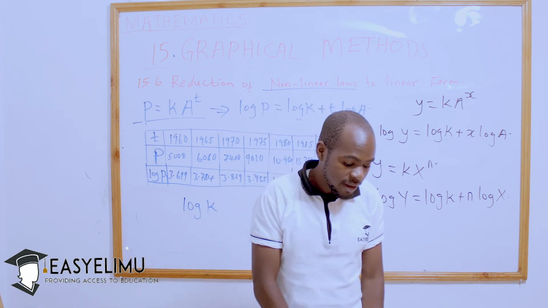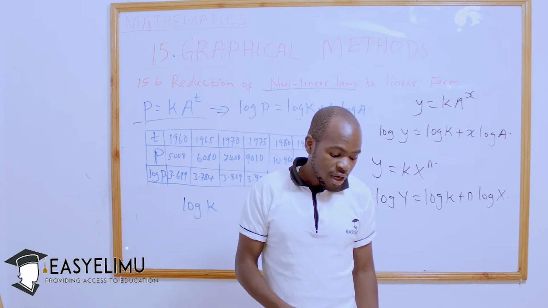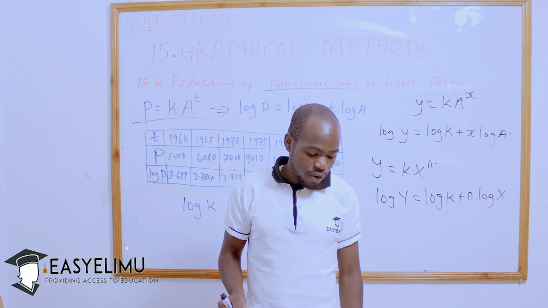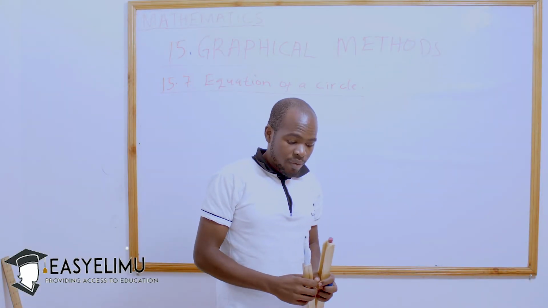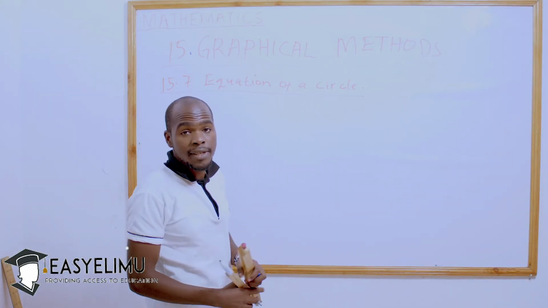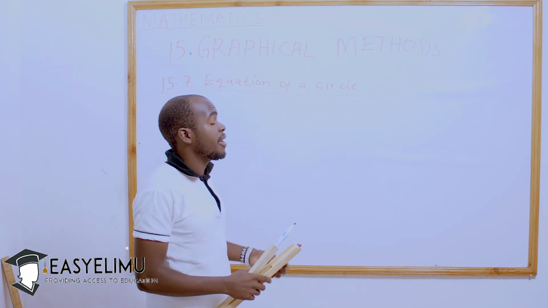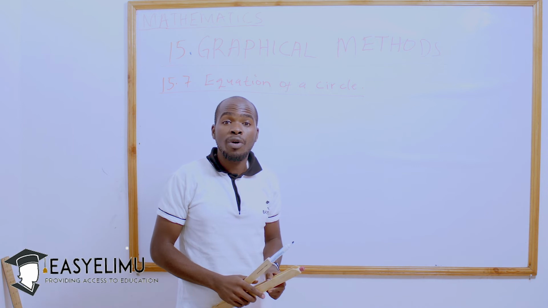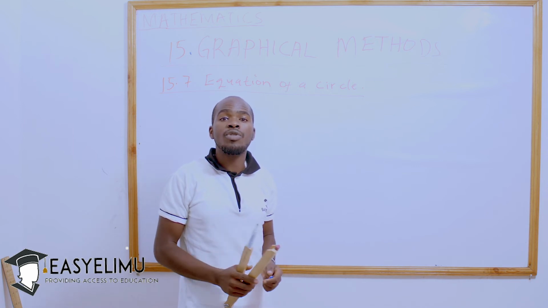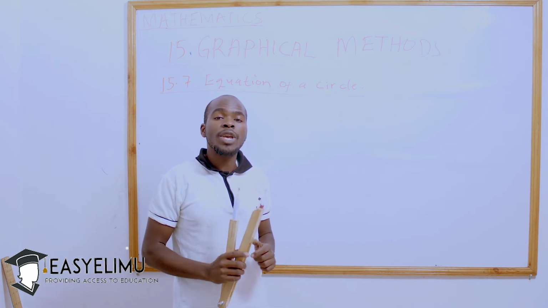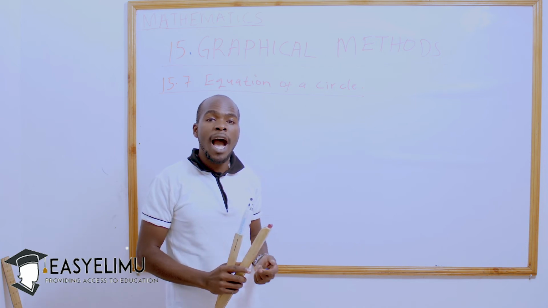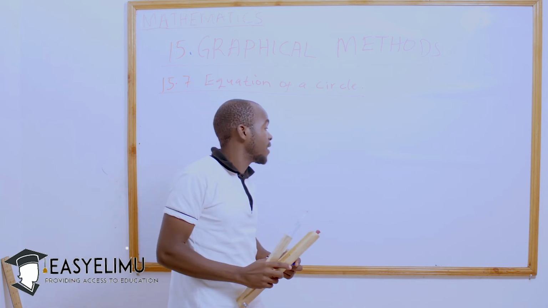Next we shall see how to find the equation of a circle. We are going to start with the equation of a circle. Under a circle, we shall draw a circle either on plain paper or using a graph, or in a graphical method. So what we are interested in is studying how to find the equation of that circle.